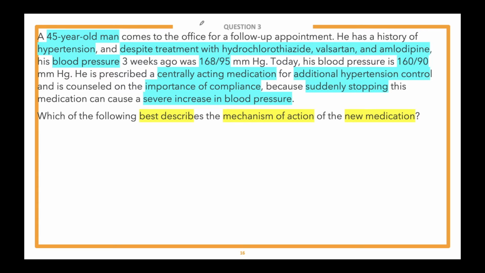So it will be important, as you go through those answer choices, to make note of what would be the best description of the mechanism of action. Okay, so let's go ahead and take a look at those answer choices.